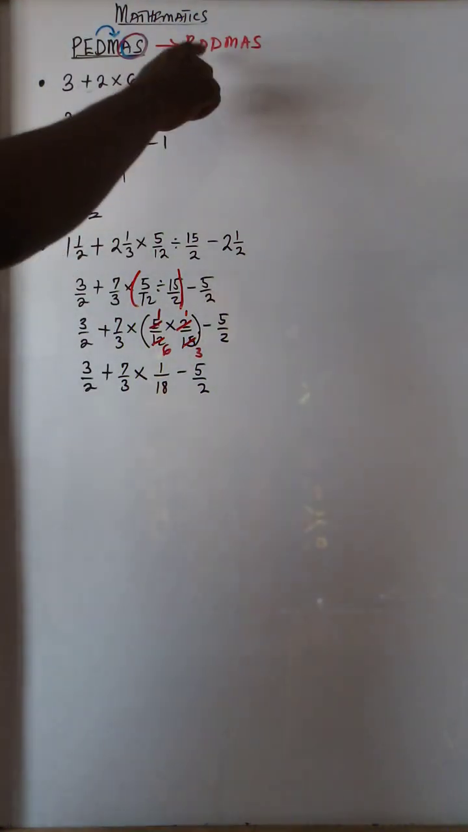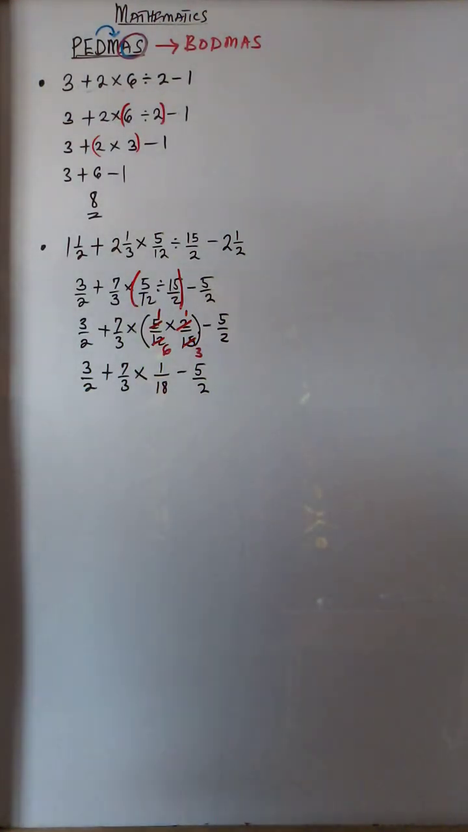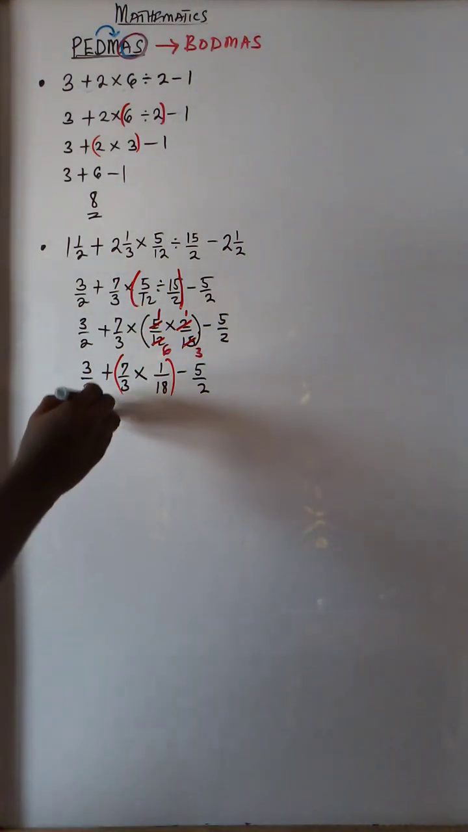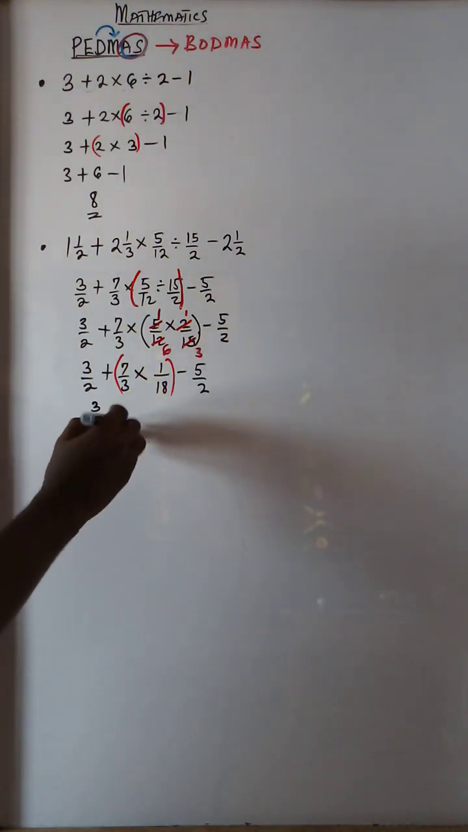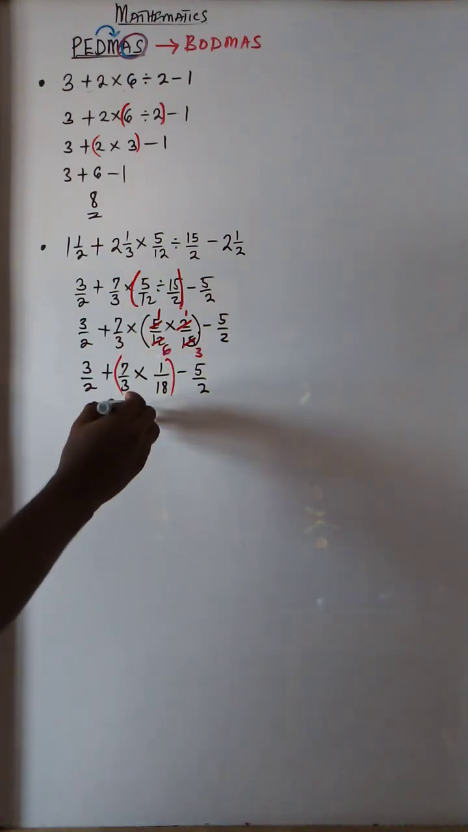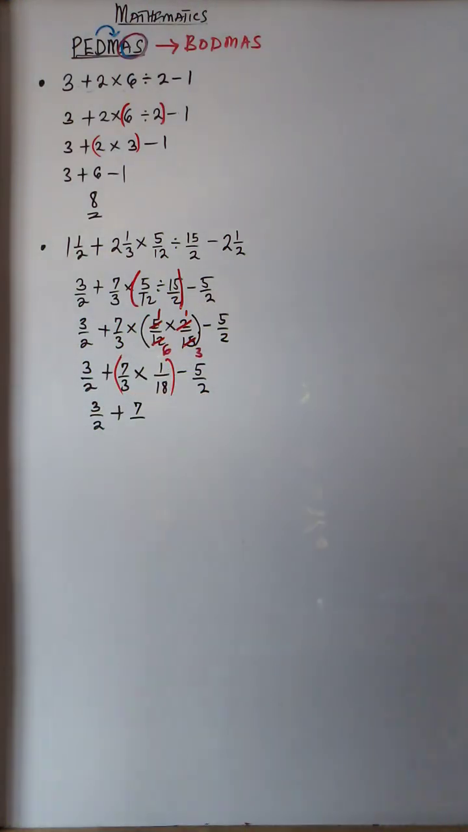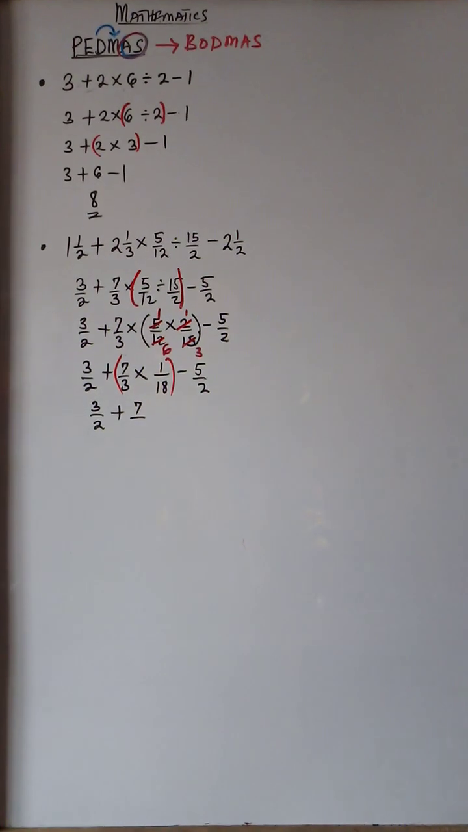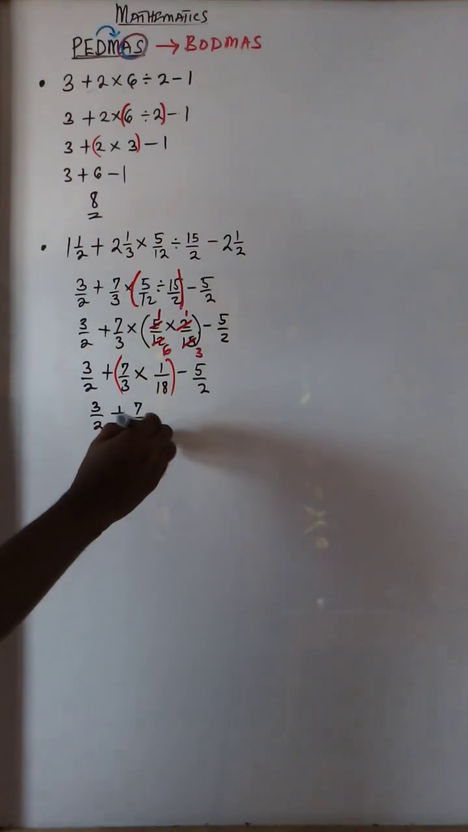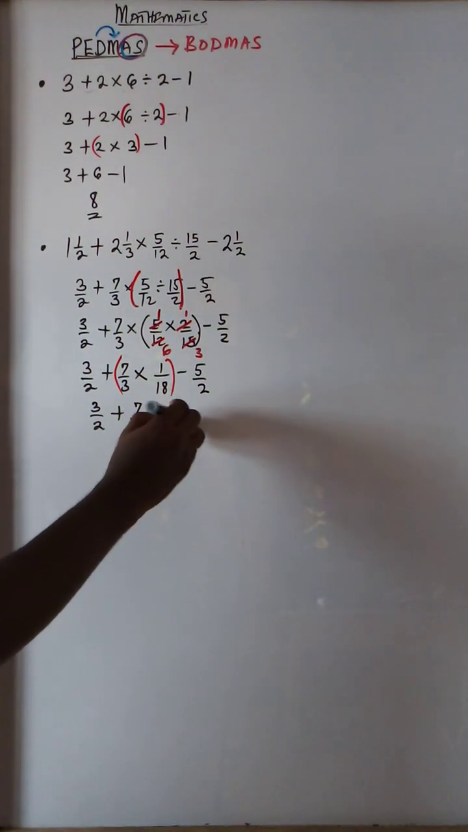If there is no more division, we'll go to multiplication. And where is it? This is multiplication here. So that's the next thing. And as you can see, we have no common factor here. So we'll just multiply. So this is 3 over 2. Plus, nothing can divide here. 7 times 1, 7. Then 18 times 3, 54. Minus 5 over 2.